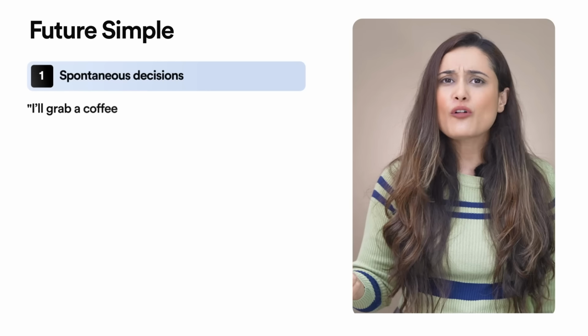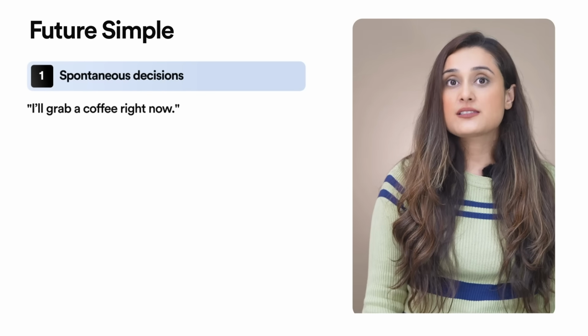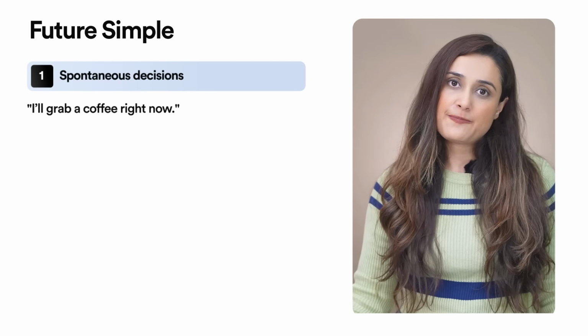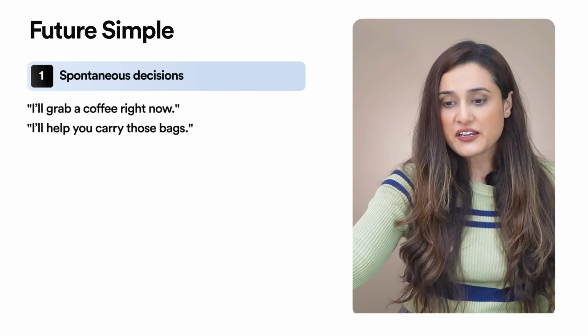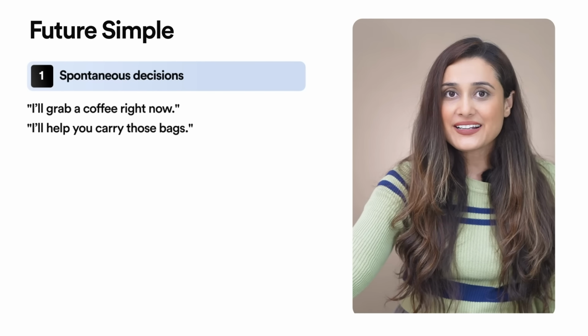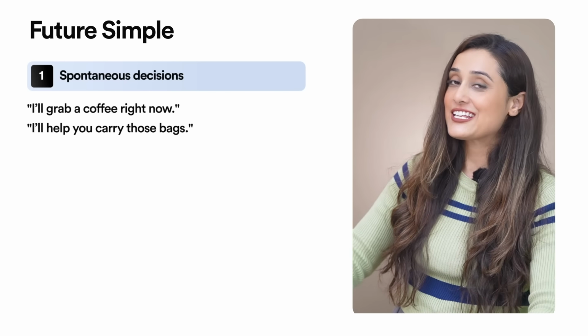Okay, I'll grab a coffee right now. Okay, you've just decided that you're going to grab a coffee. So this is in simple future tense. I'll help you carry those bags. So I'm going to help you now. I've just decided to do that for you. Okay, but I have to yet start the action. The action hasn't started yet.